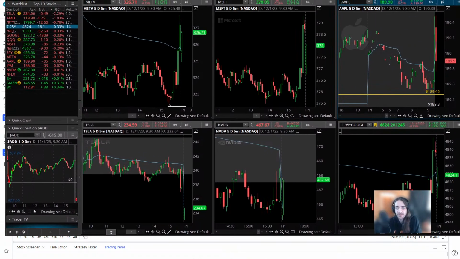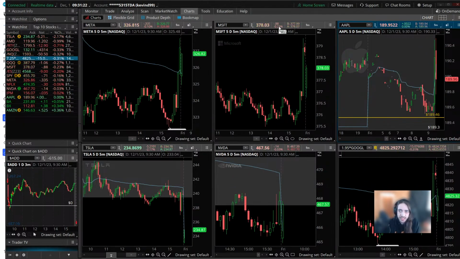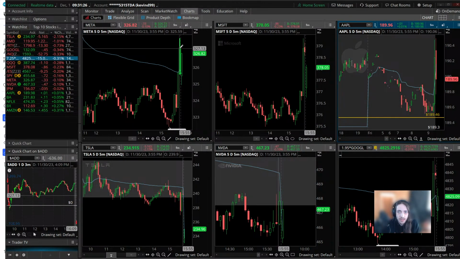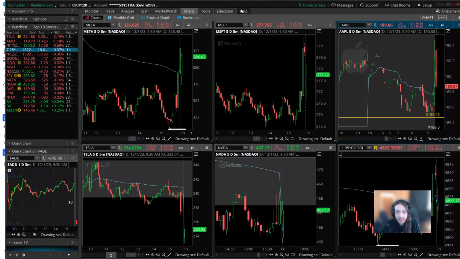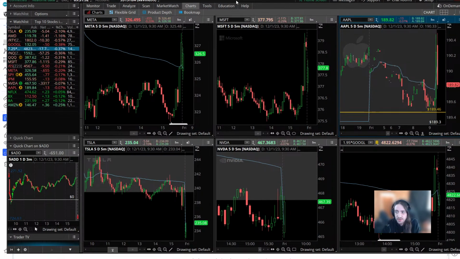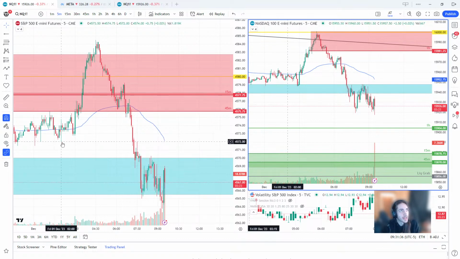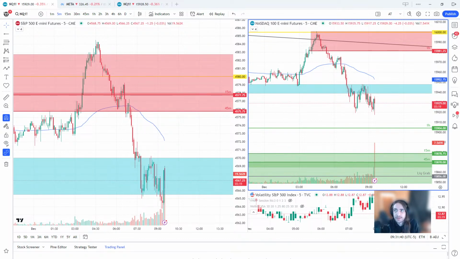Microsoft looks like it wants to fill its gap. It also created about a $2 gap since its close from yesterday to today. Looks like Meta's right about to close that gap, about 50 cents away. Tesla's got some room to go, but all the stocks right now except Apple are green on the 5-minute candle on equities. So keep an eye on that. Be careful.